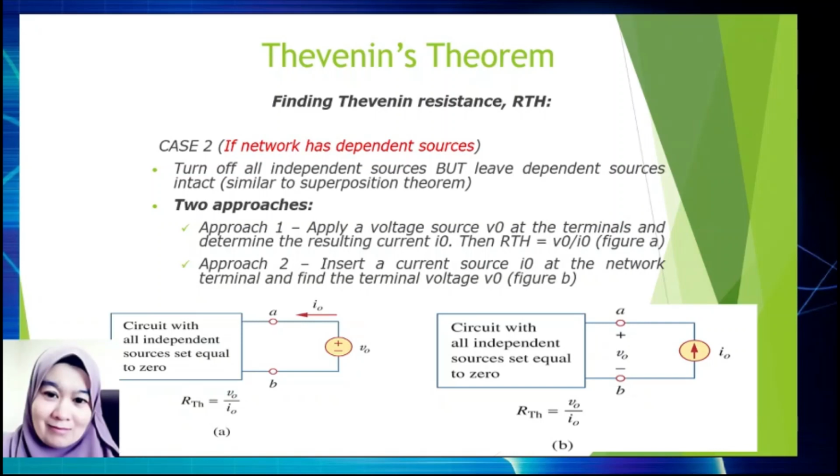There are two approaches we can use. First, because we kill all the independent sources and have no source left, we need to apply a new source here. Either we apply a voltage source or we apply a current source. Here in figure A is a voltage source, and in figure B is a current source. We can apply either approach 1 or approach 2, depending on the circuit.